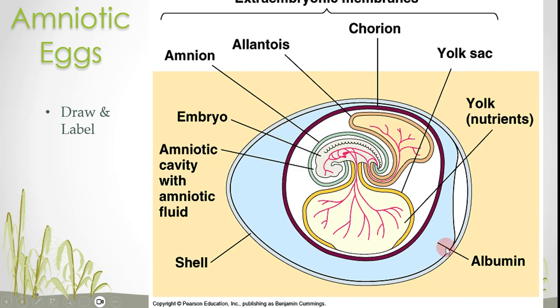All right, we have the albumin, which is a protein that's very slippery. If you think about the white of a regular chicken's egg, it's slippery like that. It's there for insulation. It's there for water. It's there for protection as far as bumping around, that kind of thing.